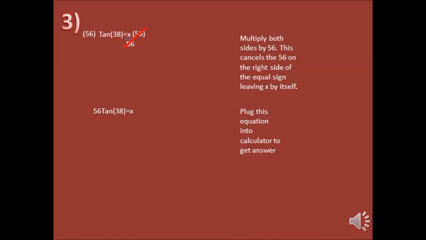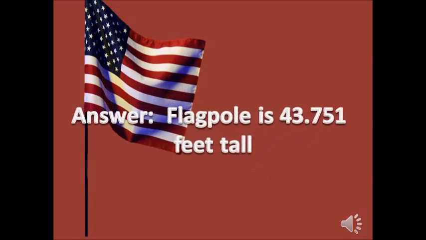Step 3. Multiply both sides by 56. This cancels the 56 on the right side of the equal sign, leaving x by itself. Plug this equation into the calculator to get an answer. You should get the answer of 43.751 feet tall.